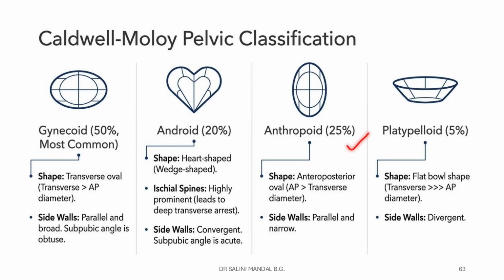Then we have anthropoid, in which the anterior posterior diameter is going to be more than that of the transverse diameter, and the side walls are parallel and narrow. Okay, we have platypelloid, which has a flat oval shape, that is, the transverse diameter is much more than the anterior posterior diameter, and the side walls are divergent. Divergent in case of platypelloid pelvis.